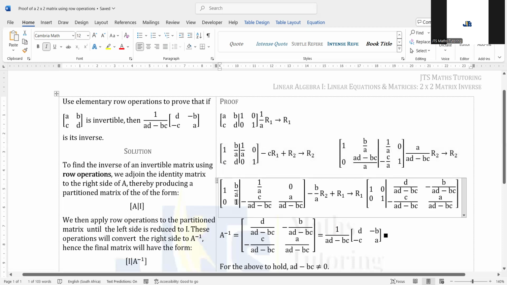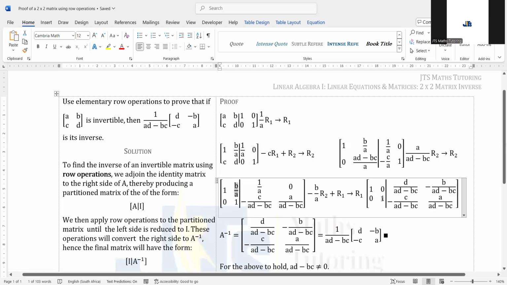Wonderful. So I now want this B over A here to be a 0. What am I going to do? I'm going to multiply row 2 by negative B over A and then add it to row 1 to get a new row 1. Awesome stuff. By so doing, I've got my 0 where I want it to be. I've got my 1 where I want it to be.